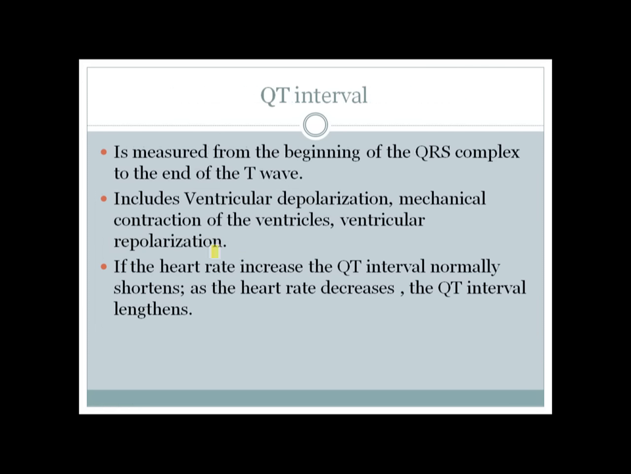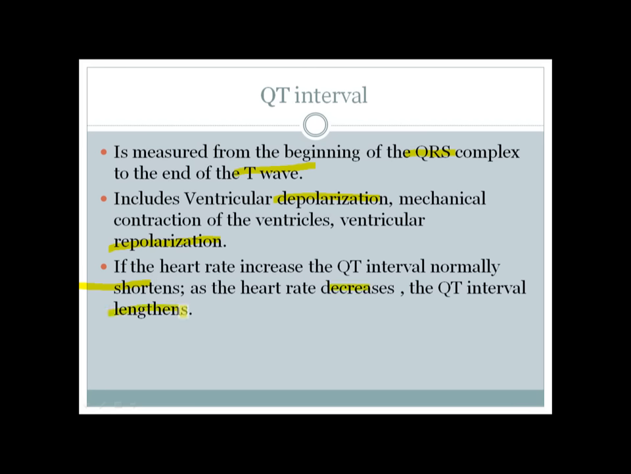Okay. Another important interval, like the PR interval, is the QT interval. It measures the total electrical activity that goes on in the ventricles from the beginning of the depolarization to the end of the repolarization. So it is measuring the time of electrical activity from the QRS complex beginning to the end of the T wave, and it includes depolarization of the ventricles, mechanical contraction followed by repolarization. As expected, if the heart rate increases, the QT interval will be shortened, and if the heart rate decreases, the QT interval will be lengthened.